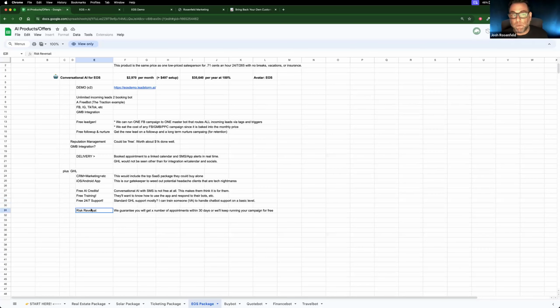And then again, I've got a risk reversal. We guarantee that you'll get X number of appointments within 30 days, or we'll keep running your campaign for free. Does this risk reversal work perfectly for this client? I think so. They want booked appointments. The bot that I built after the freebie, if they text the keyword to a phone number, it tries to book them. So these people want booked appointments. Okay. And that's 30 booked appointments.